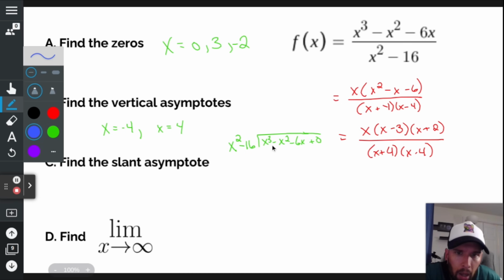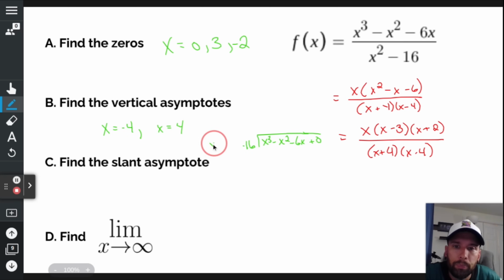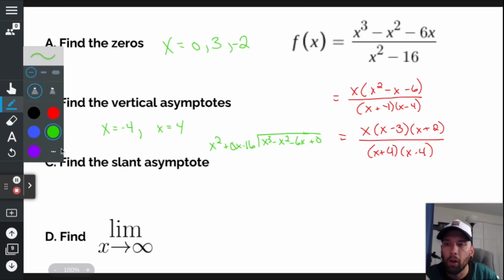Maybe I'm wrong. We'll find out. X times what is x to the third? I'm sorry, x squared times what is x to the third? X squared, oh, you know what I forgot? Oh man, this would have derailed the whole thing. I'm missing an x here, so I have to write out x squared plus 0x minus 16. That would have ruined everything. Here I am talking about, do I have to do this? And I forgot about doing this.